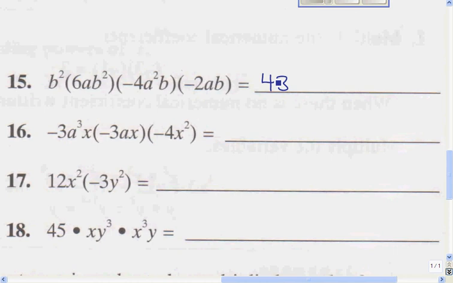Now I'm going to look at my variables. I'm going to start off by multiplying my a's and adding the exponents. A times a squared is a to the third, because that's a 2. There's an understood 1 to be there. So that's a to the third plus 1 is a to the fourth. Now I'm going to look at my b's. B squared is b to the fourth, b to the fifth, b to the sixth. Right? 2 plus 2 is 4, plus 1 is 5, plus 1 is 6. That's my answer for 15.